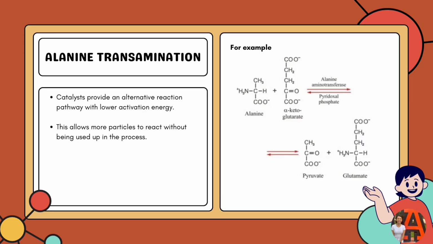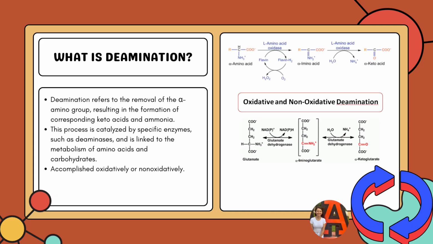In the liver, this reaction is crucial for gluconeogenesis because the alanine from muscle is converted to pyruvate, which the liver can use to make glucose. The resulting glutamate that we can see here can then be deaminated to safely dispose of the ammonium ions via the urea cycle. This reaction will occur in the cytosol of cells, especially those abundant in the liver. Now let's continue with deamination.